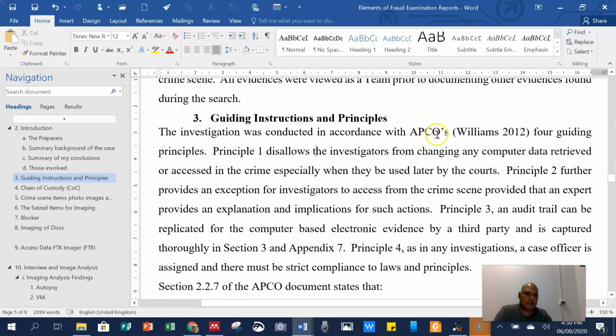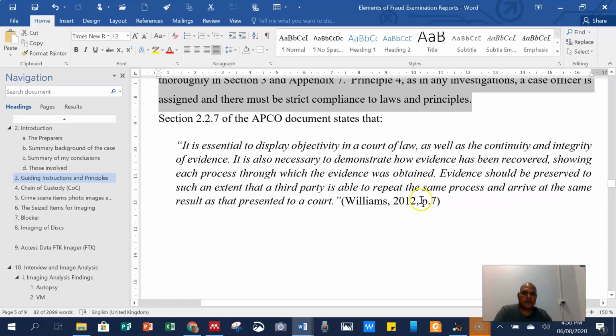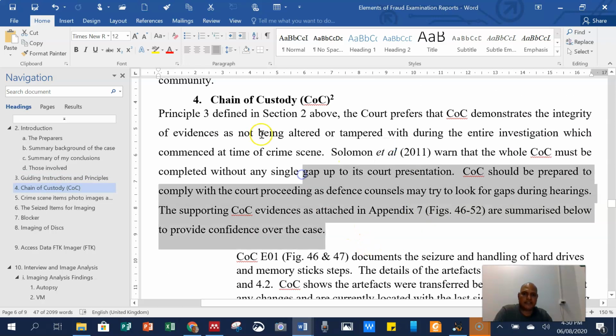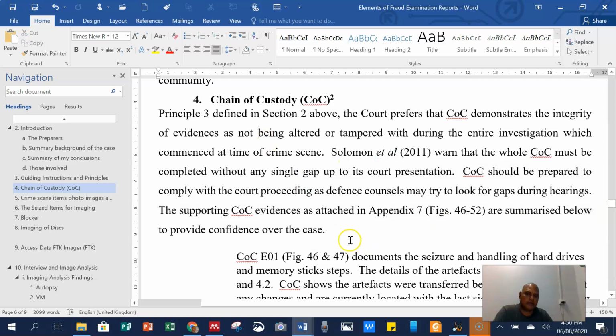Normally you are guided by whatever principle, the law that is required. You can also put the law here. I've talked about that already. And also the chain of custody, why it is important, and why you also put that in the appendix. So it also refers to the appendix on figures 46 to 52.